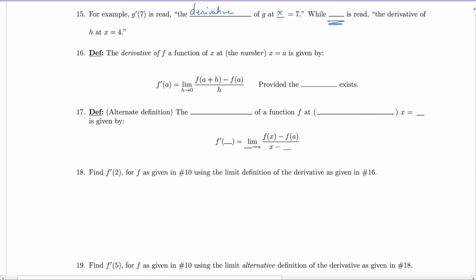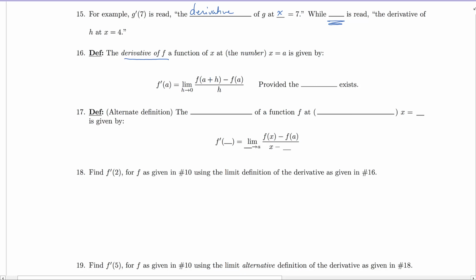Okay, so because I said that this terminology, the derivative, is really just the same as the slope of the tangent line, it shouldn't surprise you what the definition of the derivative is. The derivative of f at the number x equals a is given by this limit definition right here. Notice that that is identical to the slope of the tangent line definition that we gave. So we say f prime of a, or the derivative of f at x equals a, is the limit of the difference quotient. So what does that mean?